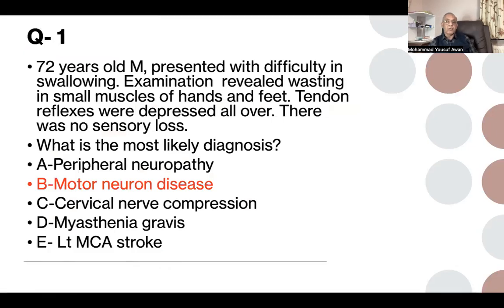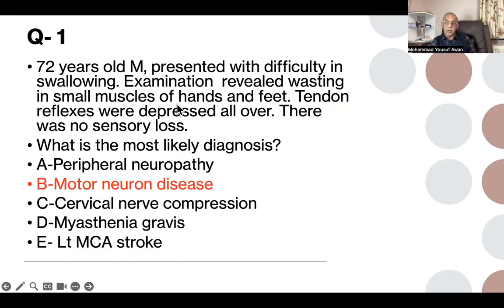So coming back to our question, the patient with difficulty in swallowing: examination revealed wasting in small muscles of the hand and feet, and tendon reflexes are depressed all over. There was no sensory loss. So these are the features of lower motor neuron lesion.